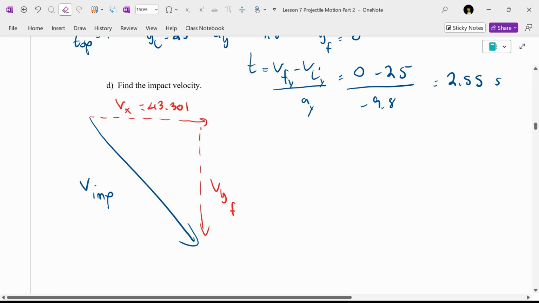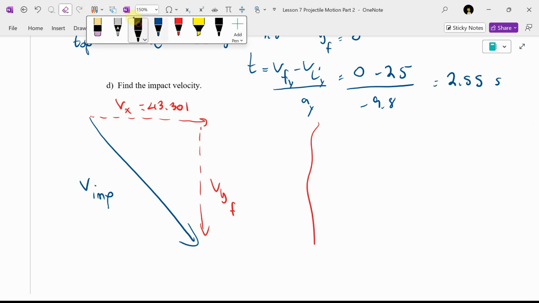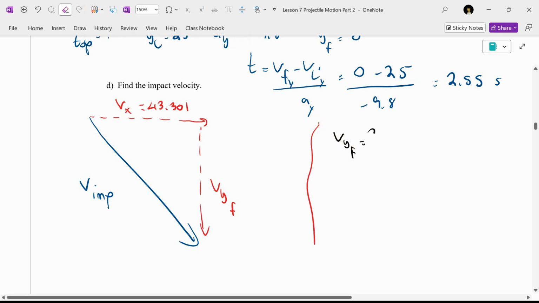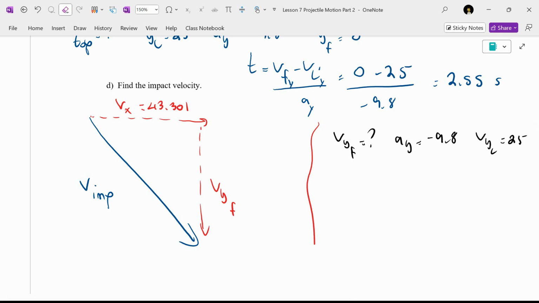Do I know Vy final? How fast it's traveling vertically when it hits the ground? Not 0. I'm sure I would have said something, Luke, about belly flopping off of your lab table. It's going to hurt. So I don't know Vy final, but I can find it. I'm going to do half a T table. I'm not going to do the whole thing because I don't care about the horizontal. So I'm just doing the right-hand side. I know AY, negative 9.8. What was Vy initial? That's 2 things. I need 3 things to find the fourth. What else can I use?